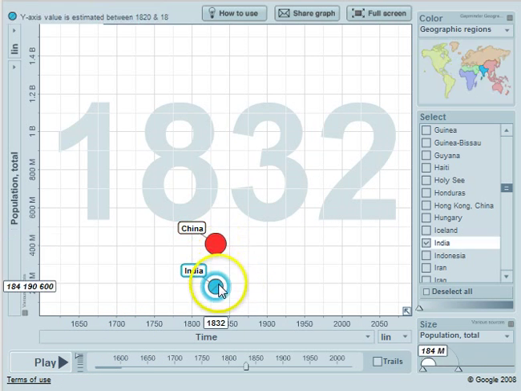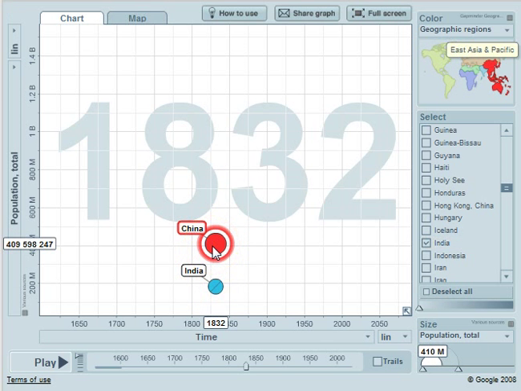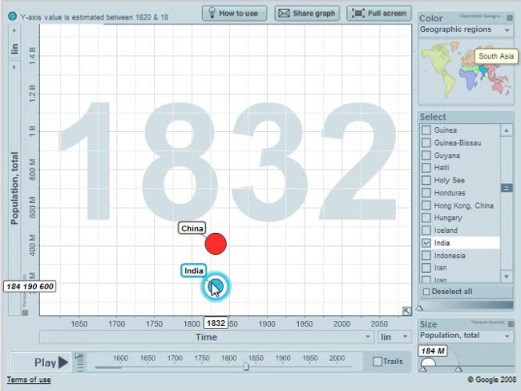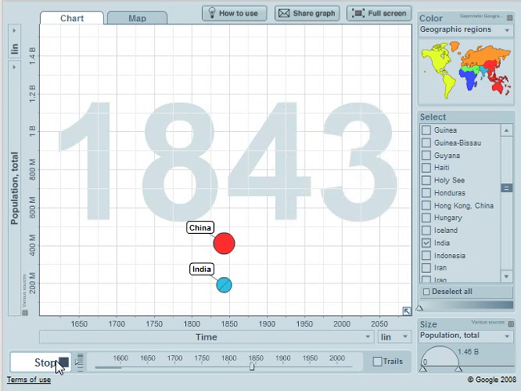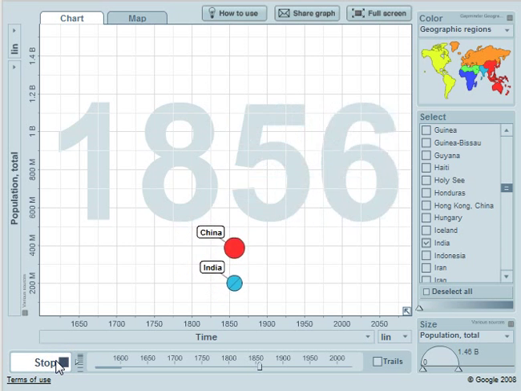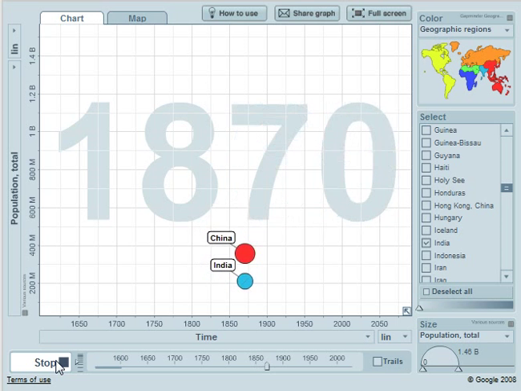China is now twice the size of India in terms of population. In 1832, China is about 410 million, India 184 million. I'm going to slow this process down, and I want you to take note when we get to about 1840. From 1840 to 1860, take a look at what happens to China's population. We'll hit play. So 1840 right now. Now watch China's population. It starts to actually fall considerably.